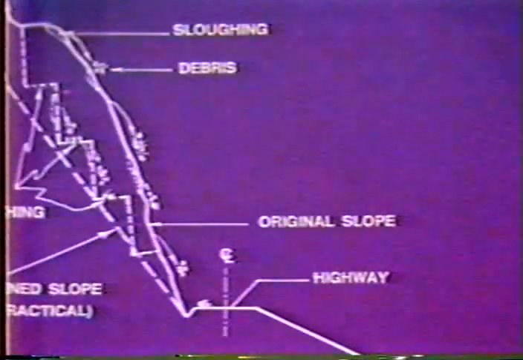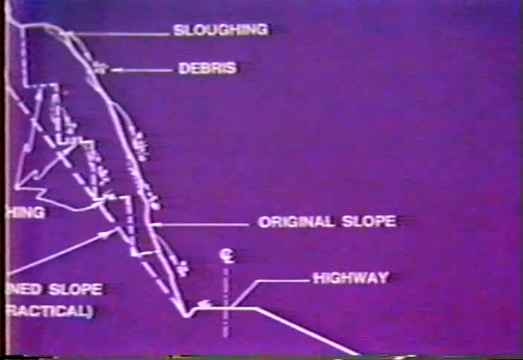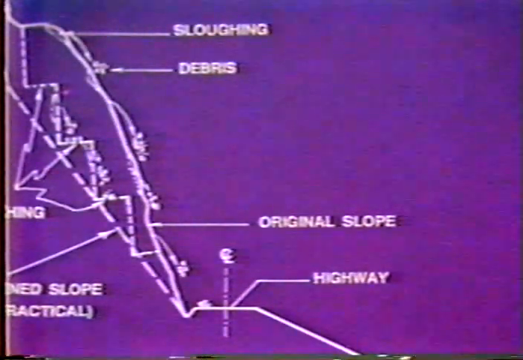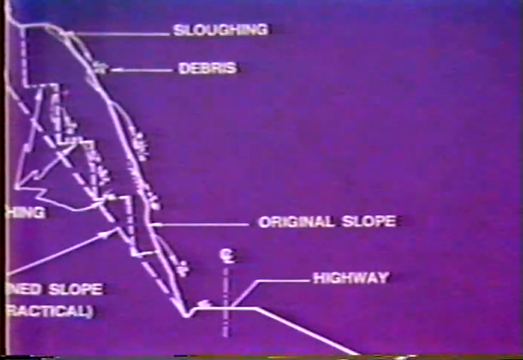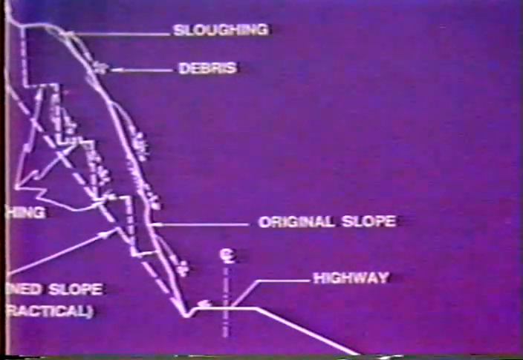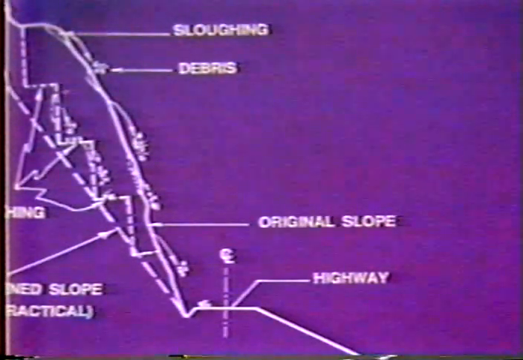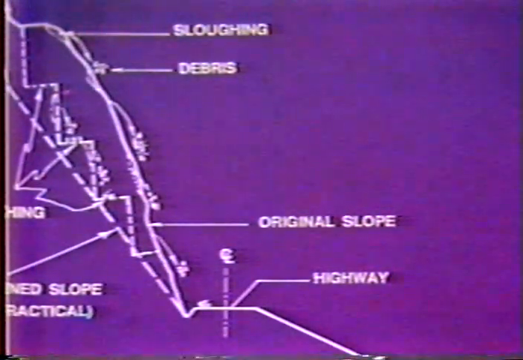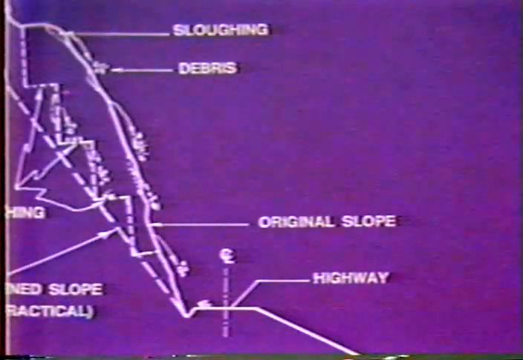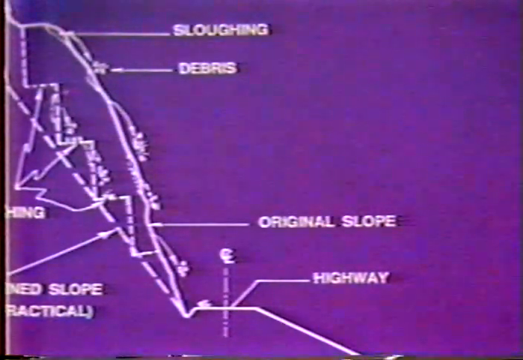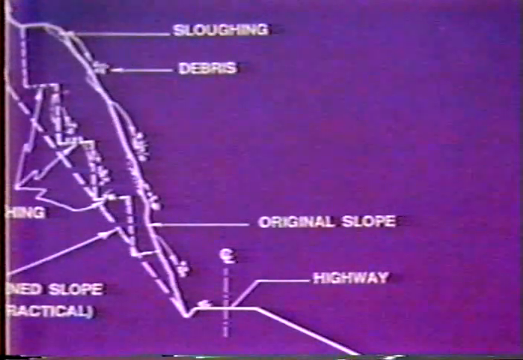Another technique that's used is benching, and I'm not going to go into too much detail here. There's things in the book you can read. Benching is used in situations, in a cut slope, where you can't do a lot of slope flattening, and you simply bench the slope to try to stabilize a particular condition. Benching is used here perhaps to catch material on the slope.